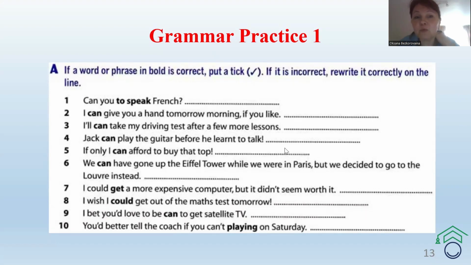Don't worry if you make mistakes. We are learning. We are revising the information. It is one of the most complicated topics in English grammar. Jack can play the guitar before he learned to talk. I think Jack could play. You're right, because the sentence refers to the past. Yeah, you're right, Katya, thank you.